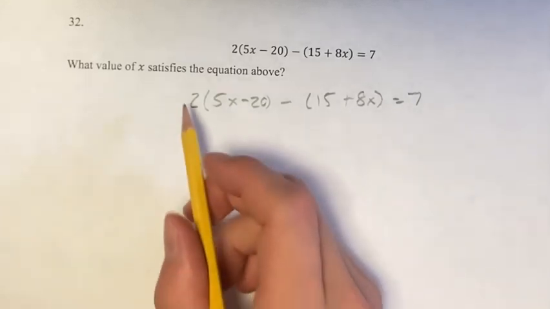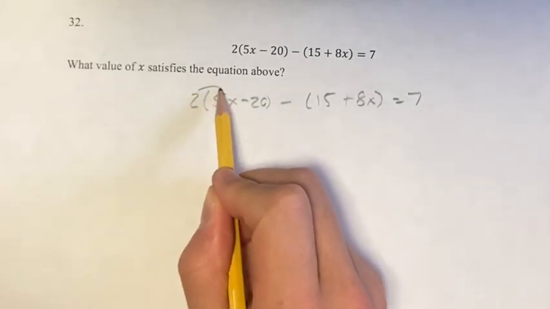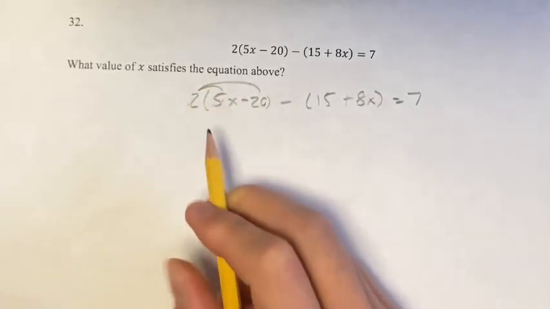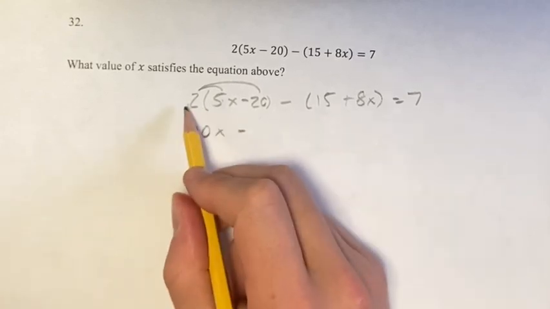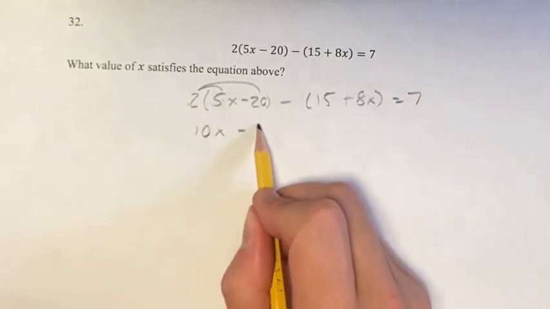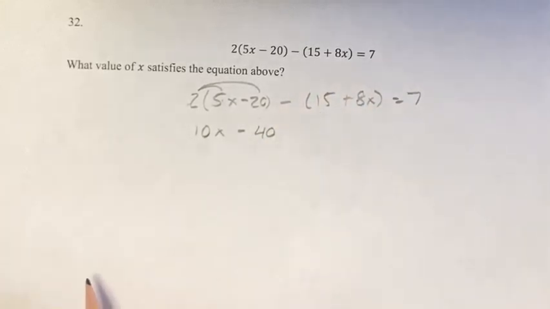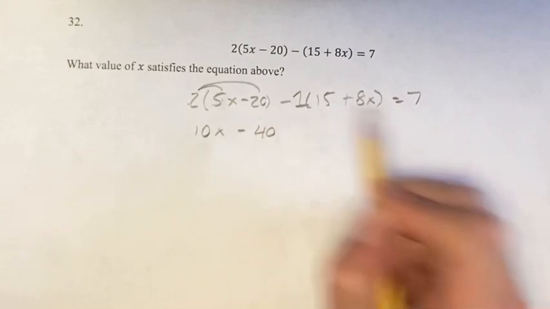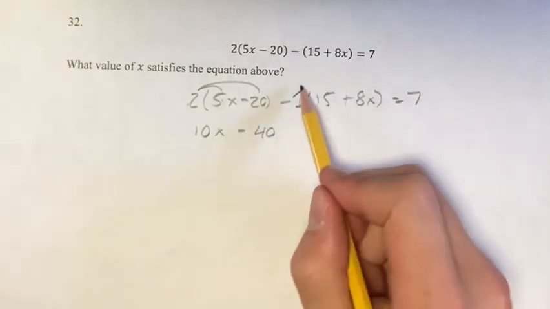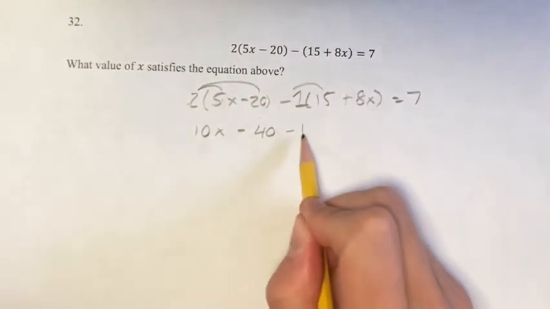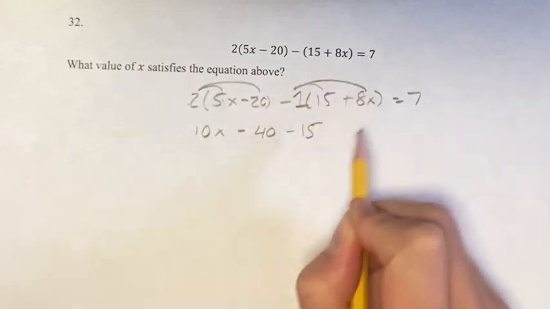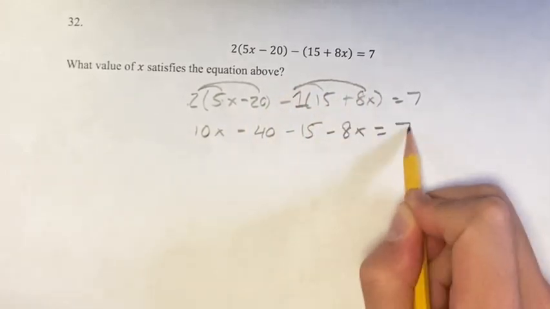For this first one, we want to distribute that 2. So you have 2 times 5x is 10x, minus 2 times 20 is negative 40. And then for this parenthesis, you want to distribute the negative. You can think of it as multiplying by negative 1. So you have negative 1 times 15 is minus 15, negative 1 times 8x is minus 8x, and this is equal to 7.